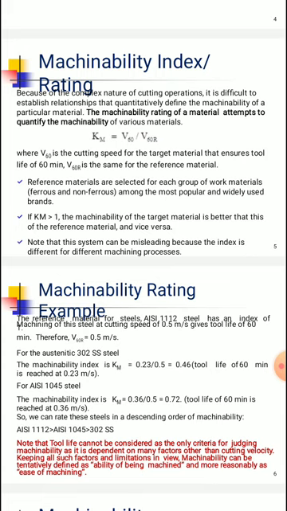We can often say that it can go beyond 60 minutes, but again, it is different for the different machining process that we have to keep in mind. So we can rate these steels in the descending order of machinability.